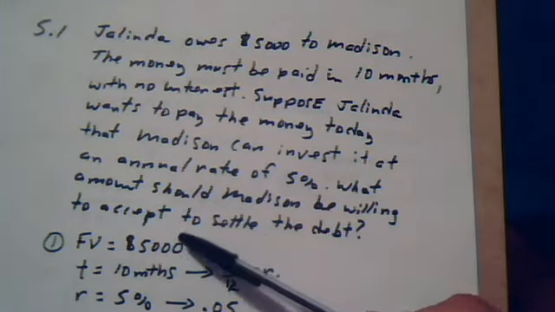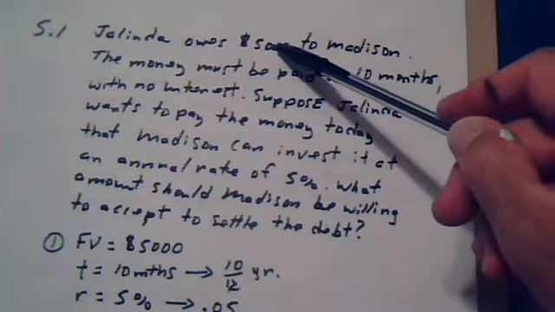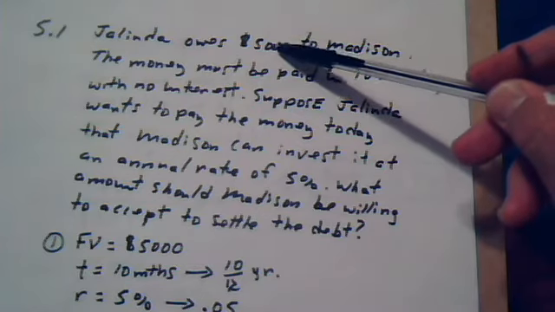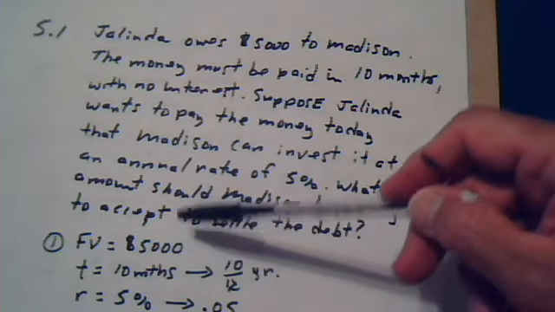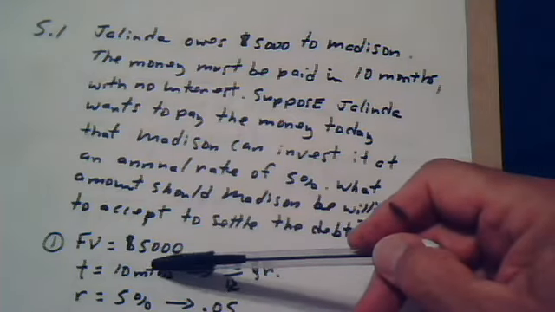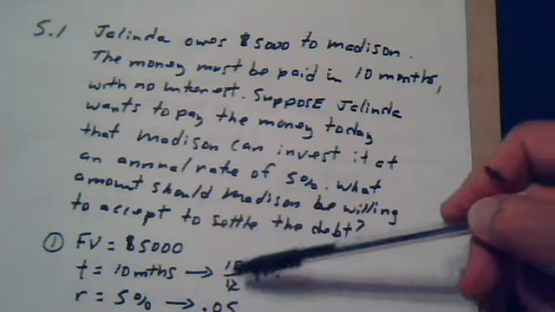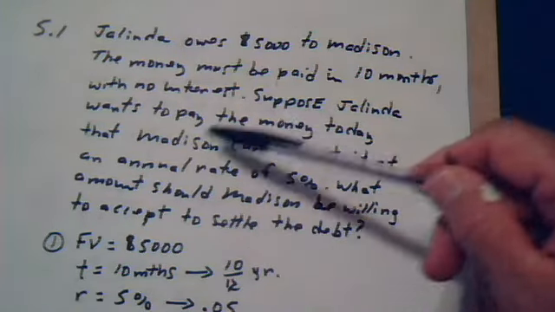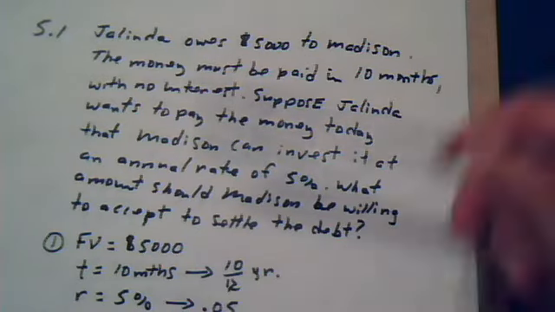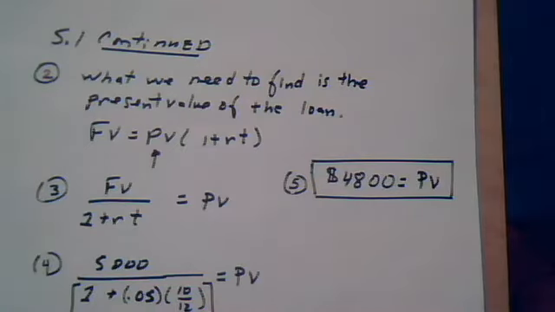In the future, Jalinda was going to pay $5,000. In 10 months, Jalinda was going to pay $5,000. So the future value would be $5,000. How much is 10 months in years? 10 out of 12 months. You could reduce this. And the rate is 5%. Change it to a decimal. But how much should Madison be willing to accept now?